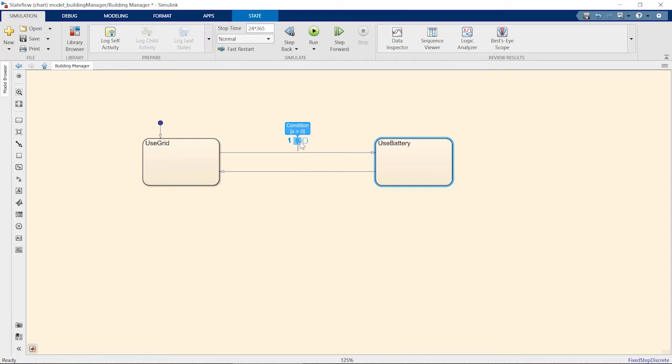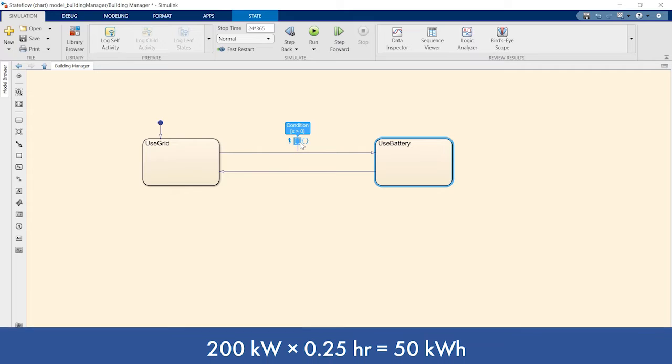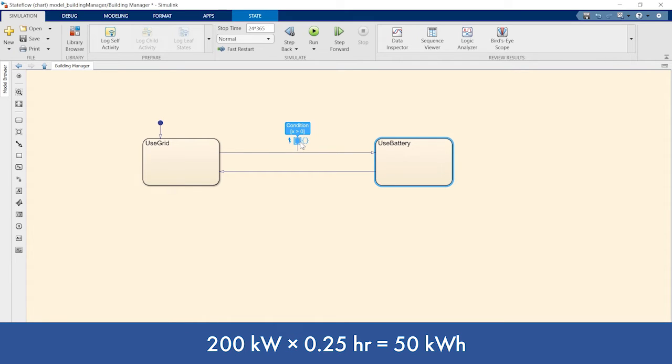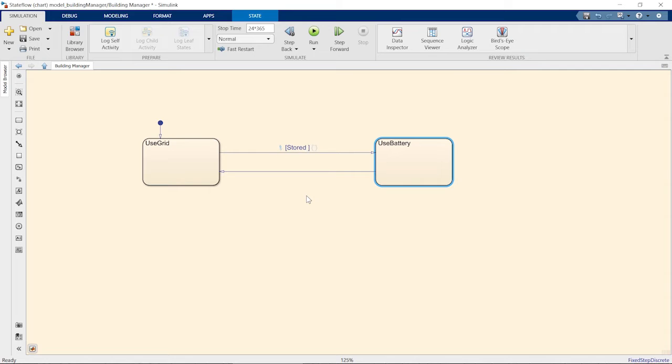Every 15 minutes, we need to decide whether to use the grid or the battery for the next 15 minutes. To reduce the total energy cost, let's try to use the battery first whenever possible. To meet the power demand of 200 kilowatts for 15 minutes, the stored energy must be greater than 50 kilowatt hours. So we'll use this condition to guard the transition from the Use Grid state to the Use Battery state. If we're using the battery and its stored energy drops below 50 kilowatt hours, we'll use the grid again.